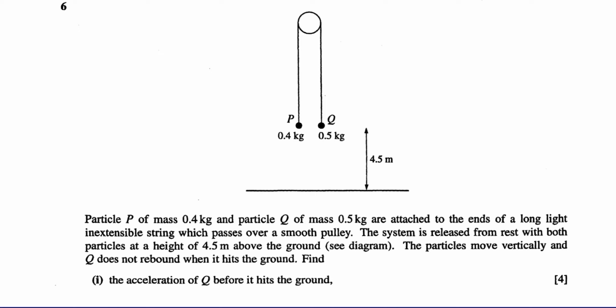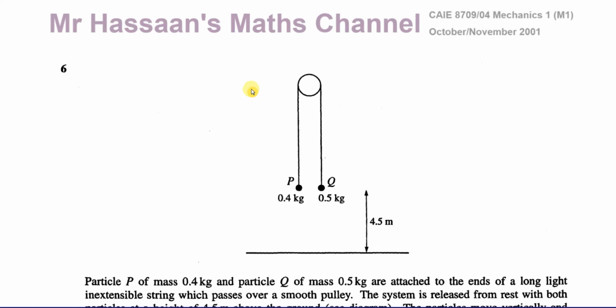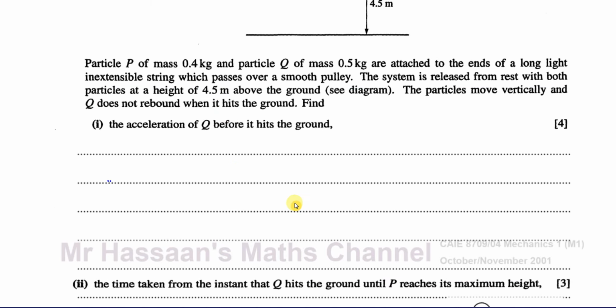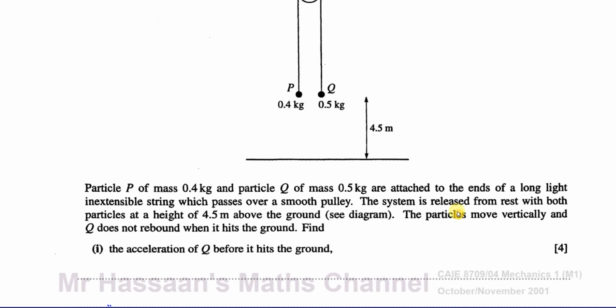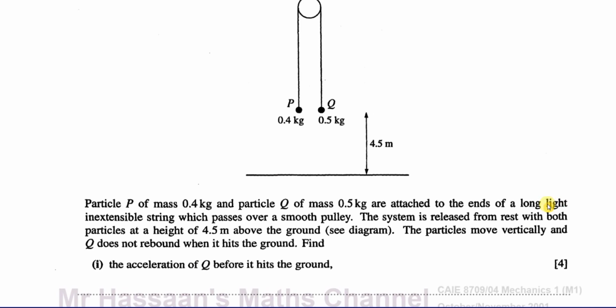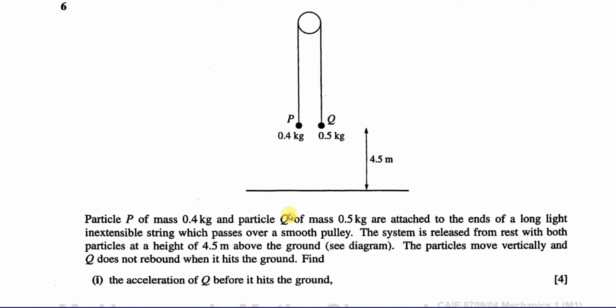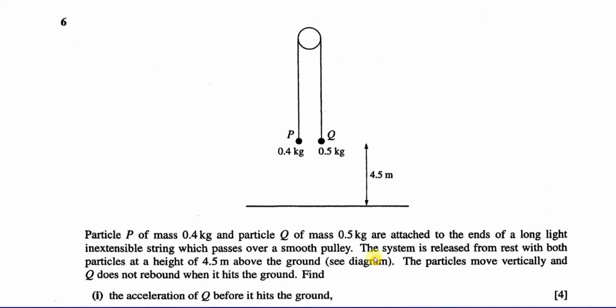Anyway, particle P has a mass of 0.4 kilograms and particle Q has a mass of 0.5 kilograms. They are attached to the ends of a long, light and inextensible string which passes over a smooth pulley. The system is released from rest with both particles at a height of 4.5 meters above the ground. As shown here, the particles move vertically and Q does not rebound when it hits the ground.